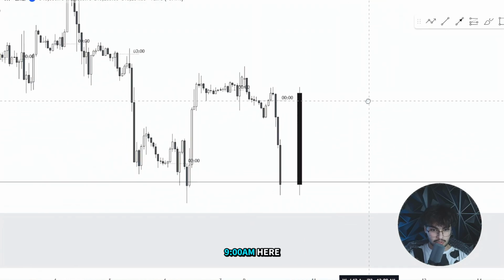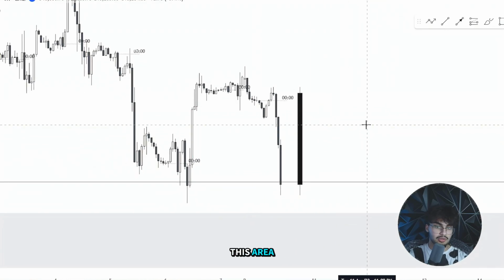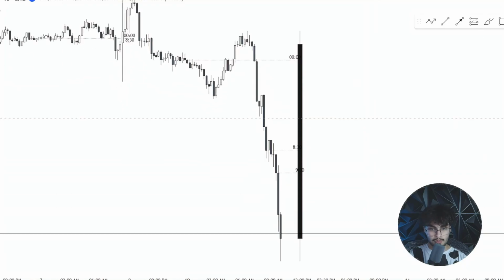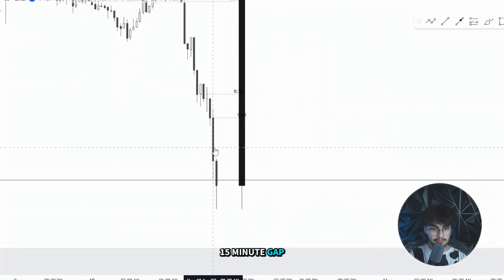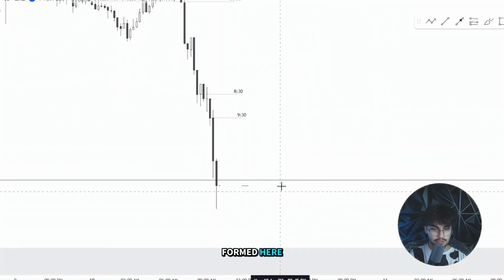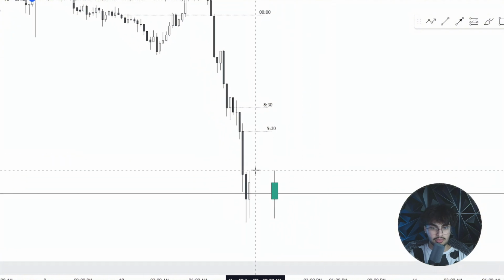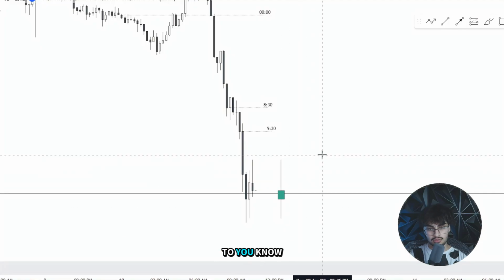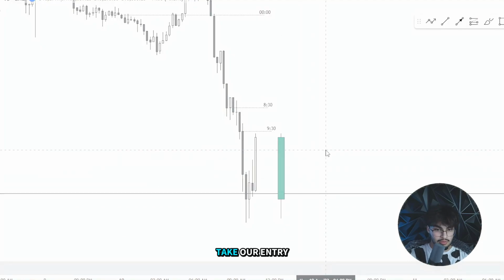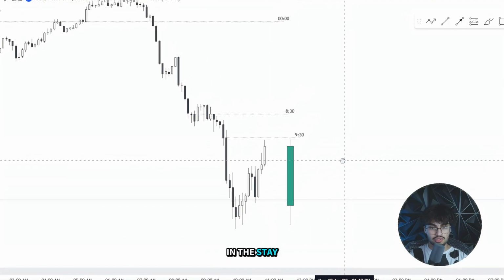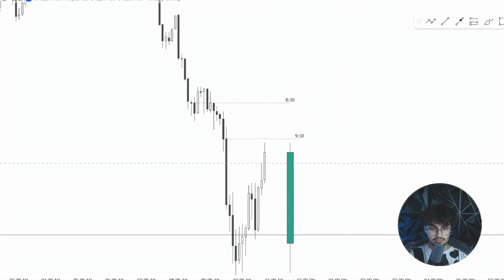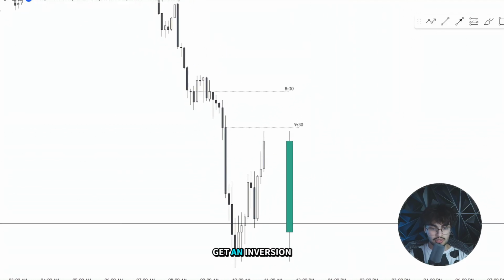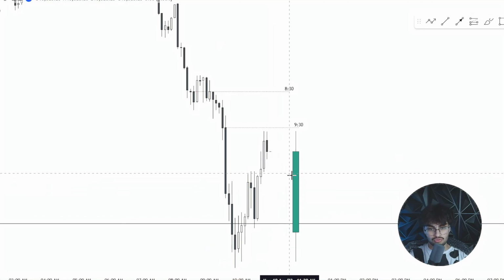So this is 9 a.m. here. I want to see how price reacts off this area. We have a 15-minute gap, 9:30 and 10 a.m., formed here. Want to see if we disrespect it, tapping that gap. Unfortunately, we can't go down to the lower time frame to take our entry. But we have this nice change in state of delivery. See if we get an inversion and then possibly a retracement back into the range.